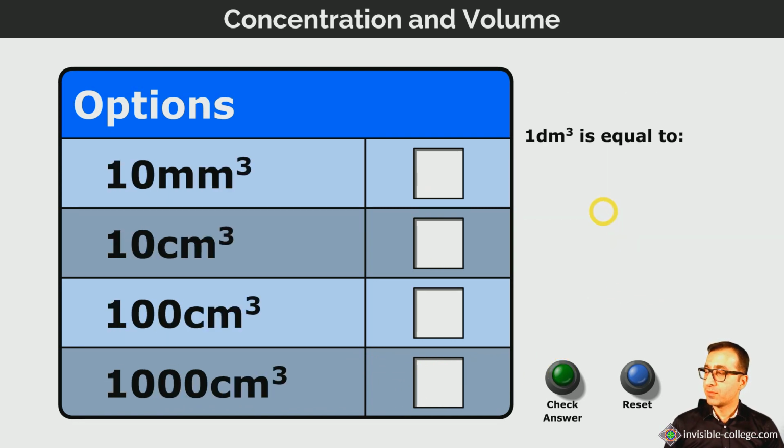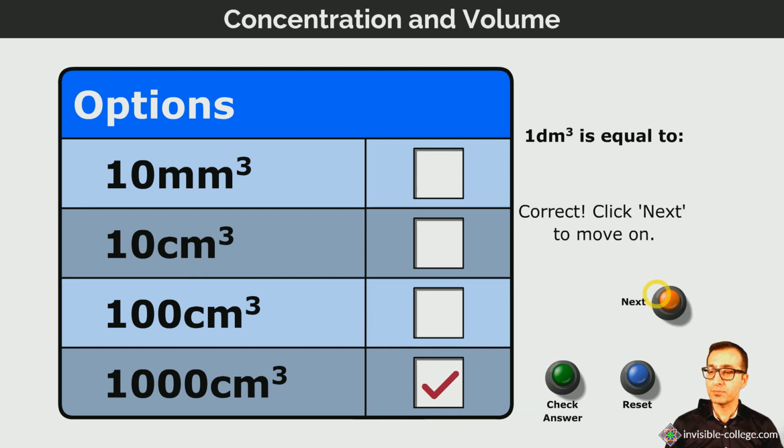Let's try another one here. So 1 cubic decimeter, what is this equal to? Which of these 4 options is equal in volume to 1 cubic decimeter? Very good. So yeah, it's 1,000 centimeters cubed.